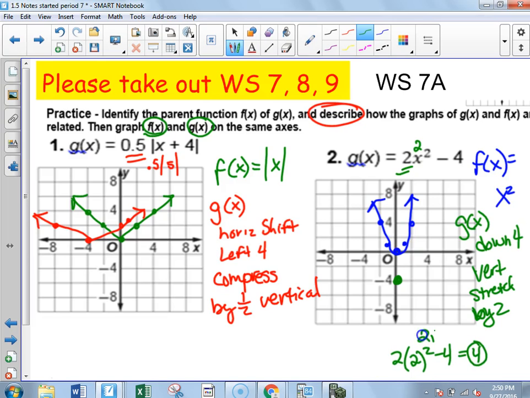So we put in a 2 and got out a 4. There's an ordered pair. It's way up here. So negative 2 is going to do the same thing. Yes? Everybody okay? Because it's a parabola, it's got symmetry. So do you see that it has been stretched so it's going up faster?